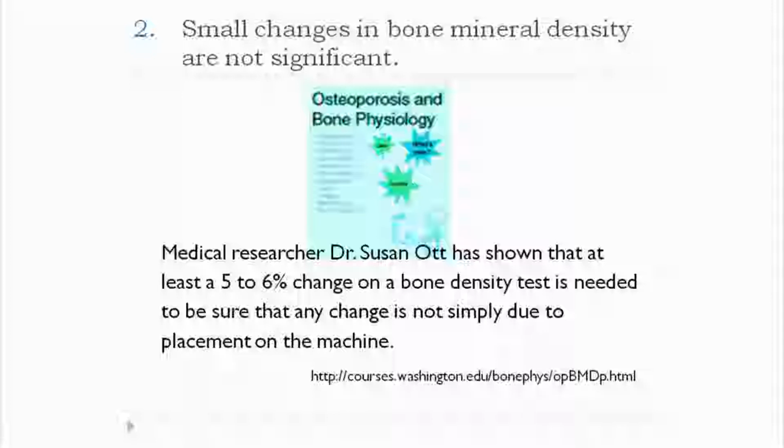The second ground rule is that small changes in bone mineral density are not significant. Often a person will say, gosh, the doctor said I'm losing bone, and when you look at it, they lost 1 or 2, 3%. You will note that Susan Ott, a very famous physician and researcher, has really reported and documented that you need at least a 5 or 6% change on a bone density test to be sure that the change was simply not due to how one was placed on the machine. So small changes are not significant.